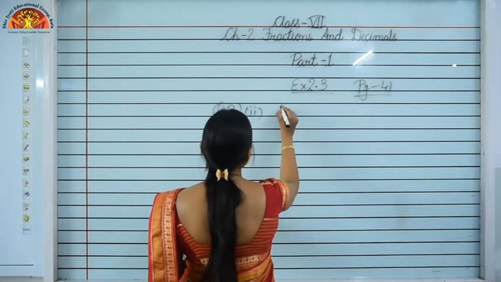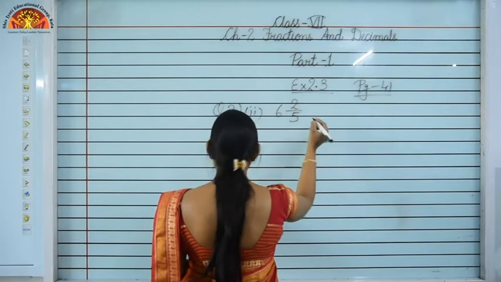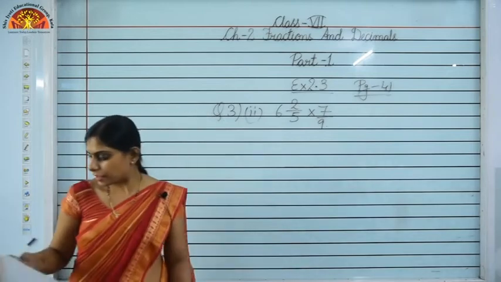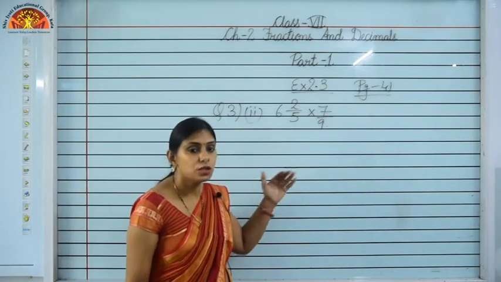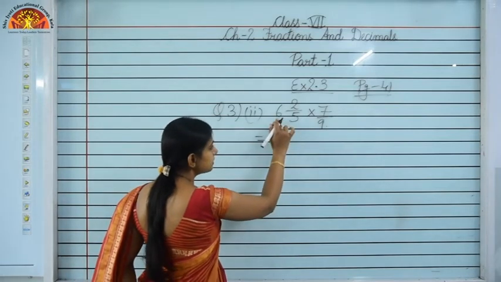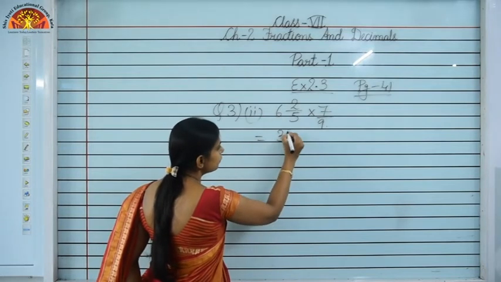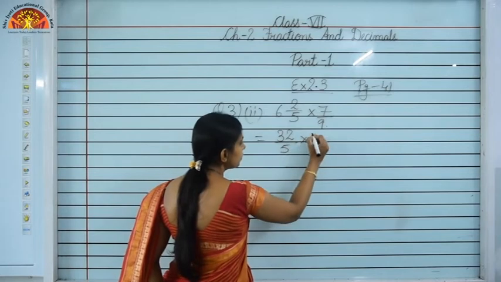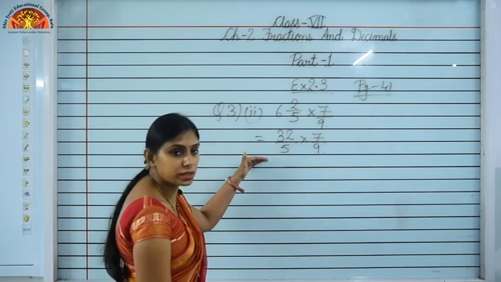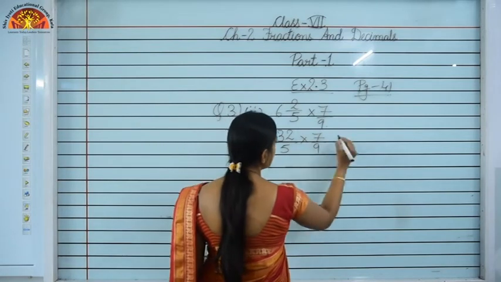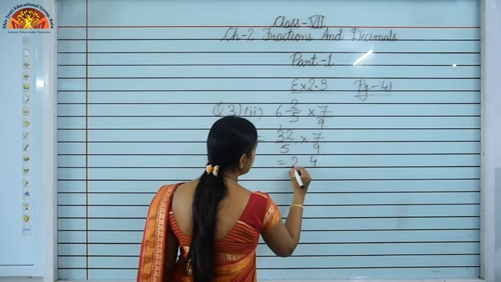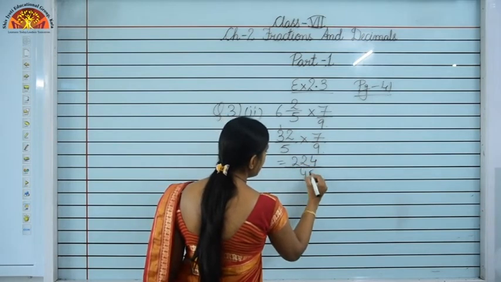That is 6 2 upon 5 into 7 upon 9. Now you can see children that first one is the mixed fraction. So first of all you have to convert it into the improper fraction. So 5 6s are 30, 30 plus 2 is 32 upon 5 into 7 upon 9. Now you can see that we can't do the simplification further. So we will just multiply numerator by numerator. So 7 2s are 14, 7 3s are 21 plus 1, 22, 9 5s are 45.